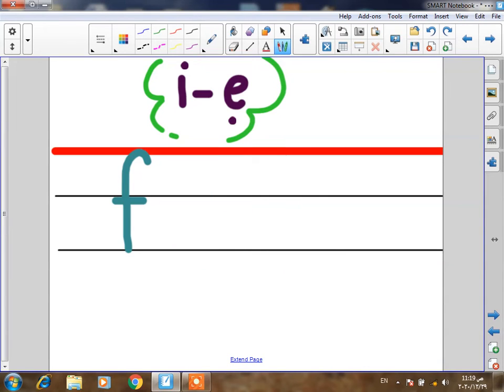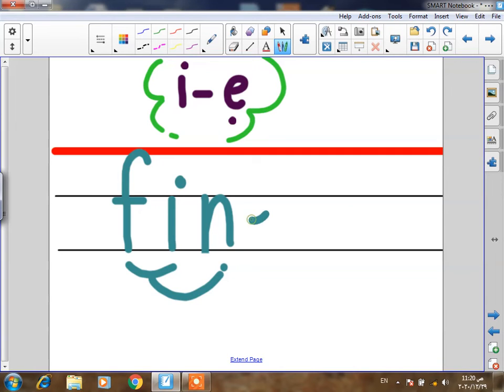Kid one, what sound is this? E. E together or fi. What sound is this? N. Fi, n. What is the word? Fin. What is it? Magic e. We write it and we don't say. E jumped on e. E said oi. Fine. Let's try another word.